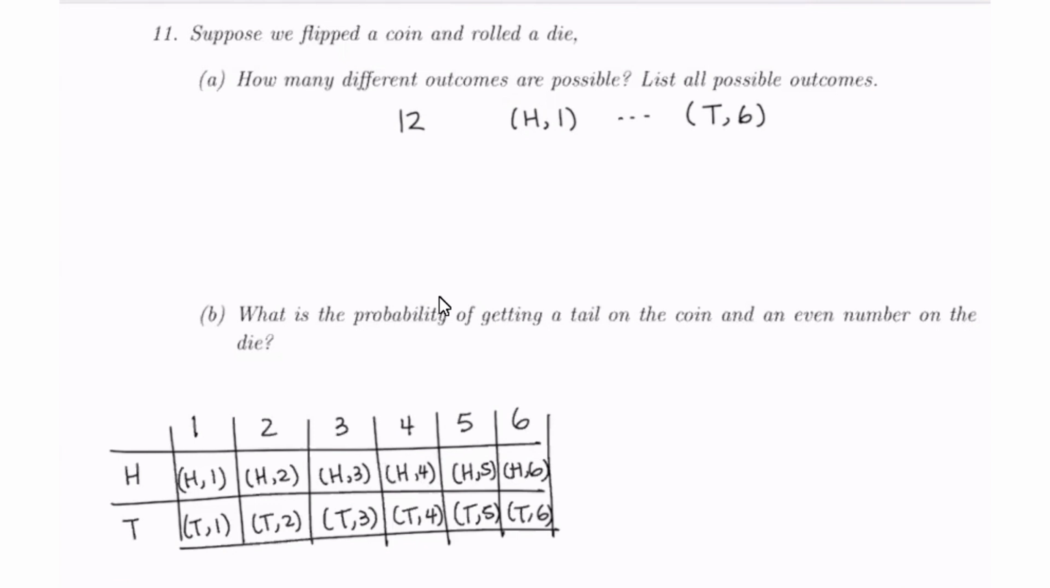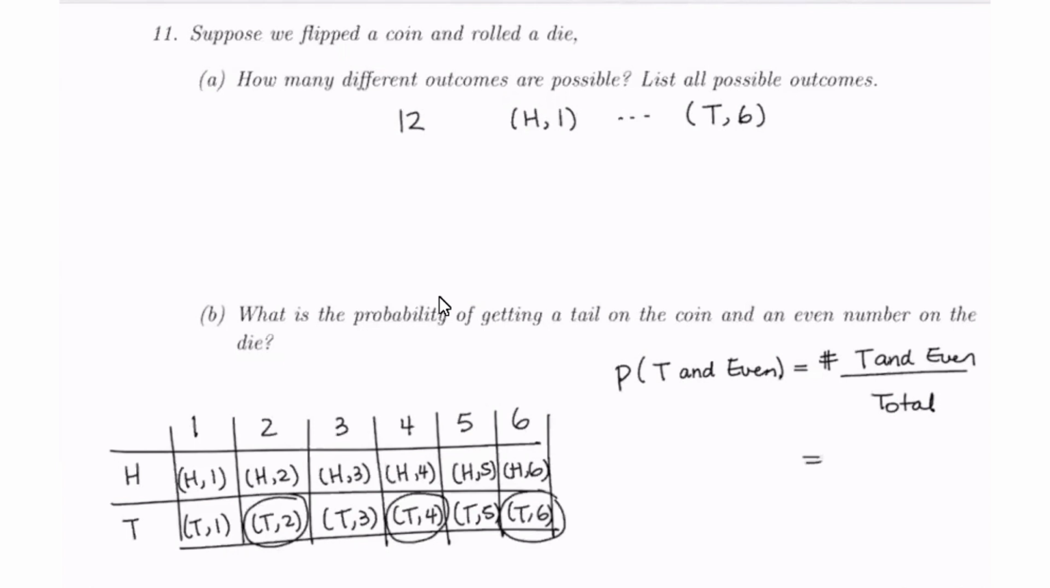What is the probability of getting tail on the coin and an even number? That is the number of ways to choose tail and an even number over the total. Tail and even numbers: there are 3 of these. Total, 12. Reduce it: 1/4.